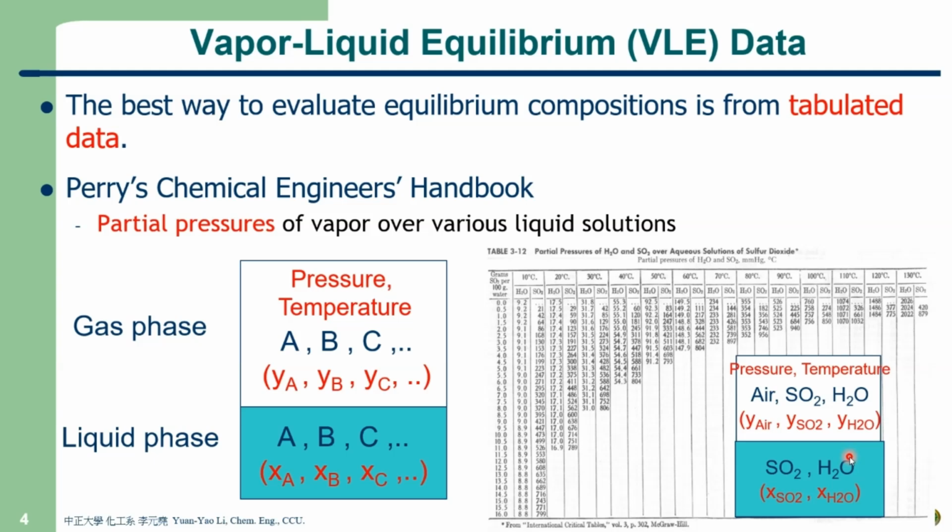When you have a scrubber, what you need is this table, because you want to operate this scrubber at different temperatures, and if you know the composition of the sulfur dioxide in the air, you can do the calculation. You need to know how much air you need, or what the concentration of the sulfur dioxide is in the liquid phase, as well as in the other phase.